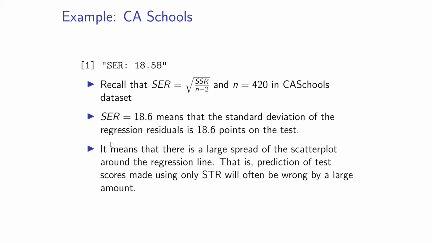For the California school example, SER is 18.58. It means that the standard deviation of the residual is 18.58 points. Since the test score is on a 100-point scale, the SER of 18.6 means that there is a large spread of the scatter plot around the regression line. This means that a prediction of the test score by SER alone will often be wrong by a large amount.